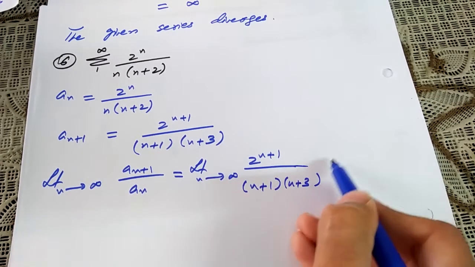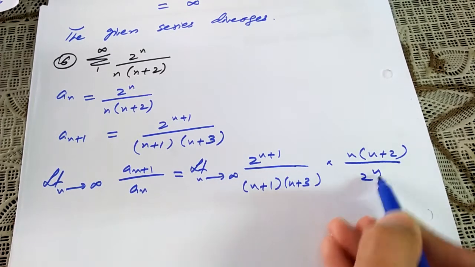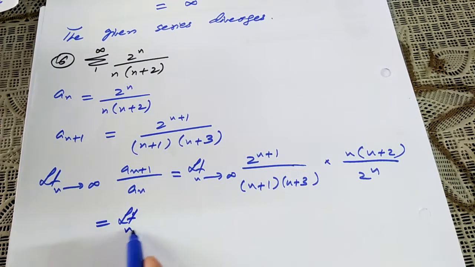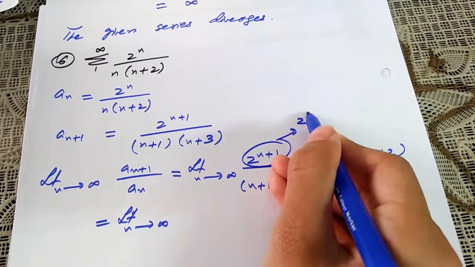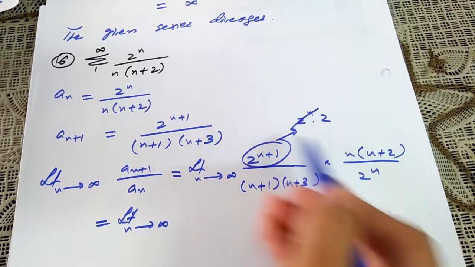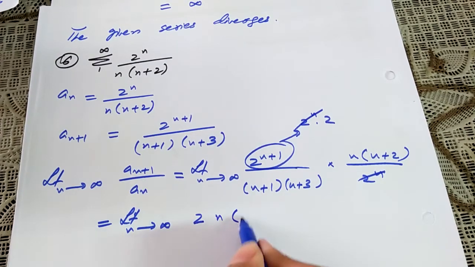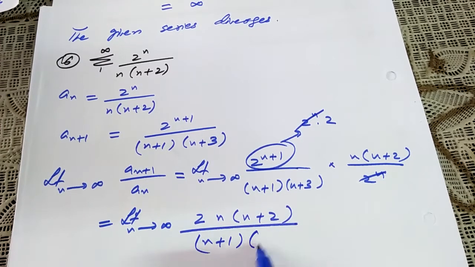And after simplification, you will get n into n plus 2 divided by 2 raised to power n. So you will get the limit as n approaches infinity. This 2 raised to power n plus 1 can be opened as 2 raised to power n into 2, and this 2 raised to power n and 2 raised to power n will be cancelled. So you will be left with 2 into n plus 2 divided by n plus 1 into n plus 3.